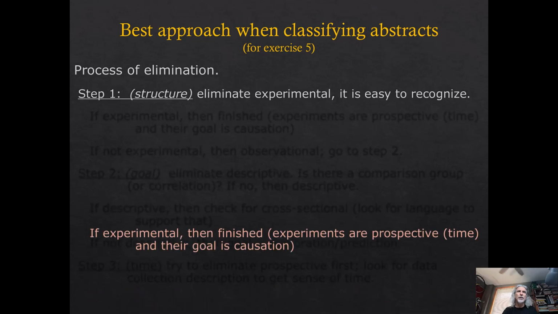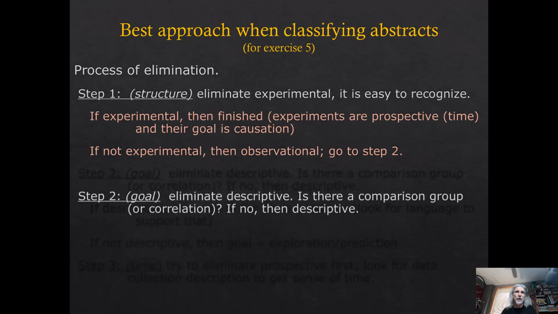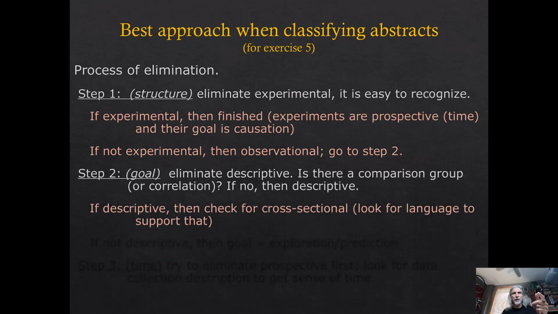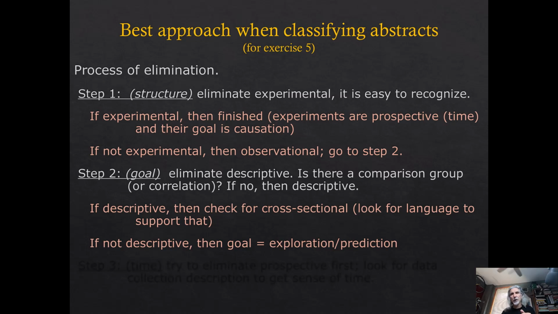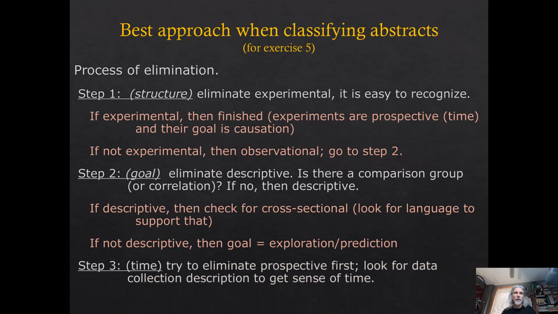On this next slide, we'll get into the details. So we have the structure, and I'll let you read through this yourself. I don't need to read all these words out loud. We can see step and goal. I've broken Step 1 into if experimental, if not experimental. Step 2 is the goal. You try to eliminate descriptive. If you can eliminate descriptive, then the goal must be exploration or prediction. Step 3: try to eliminate prospective first. Look for the data collection description to get a sense of time.